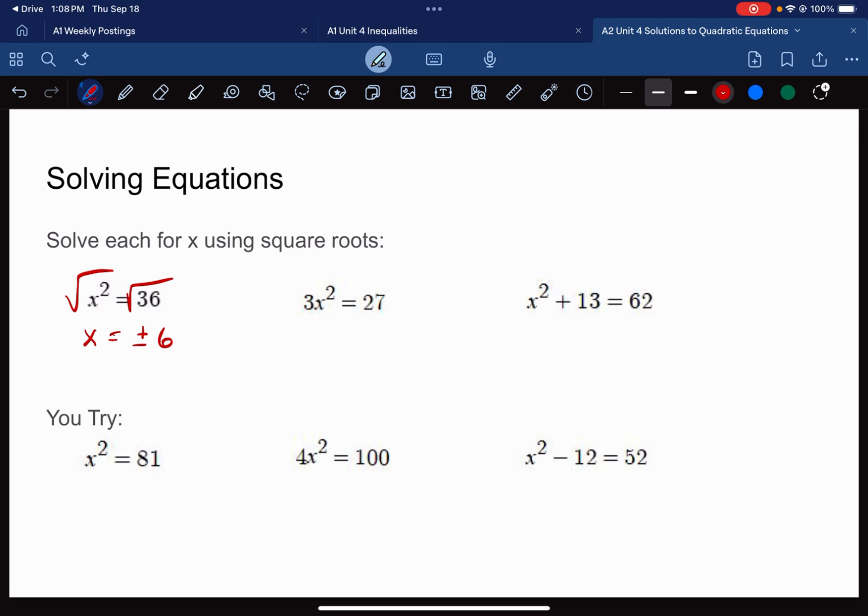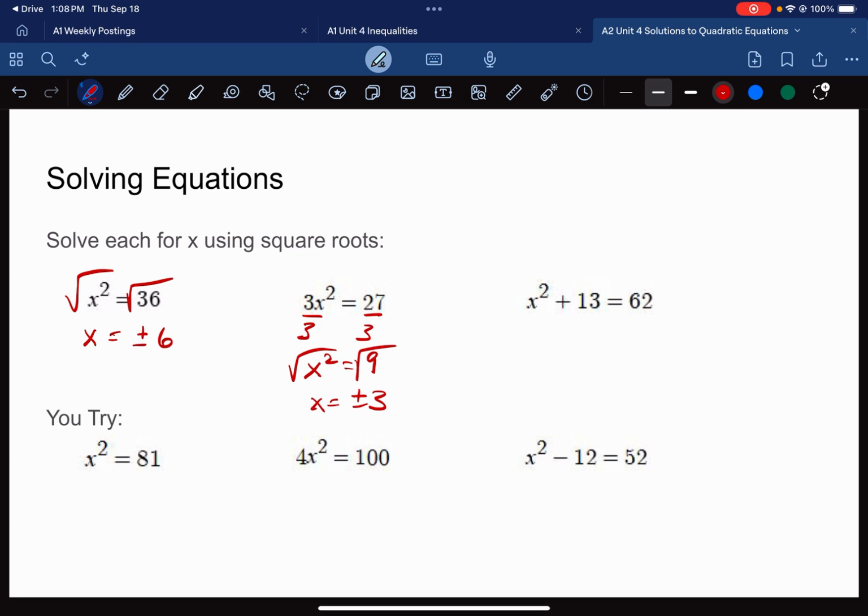On the next example, we've got a 3 in front of the x squared. Well, the x is the only thing being squared. I need to isolate the x, so I'm going to divide just like I would in solving a linear equation. And x squared is equal to 27 divided by 3, which is 9, and I'm going to then take the square root of both sides, and x is a value of positive and negative 3. So you try that next one, and then, oh, you've got something to try at the bottom.